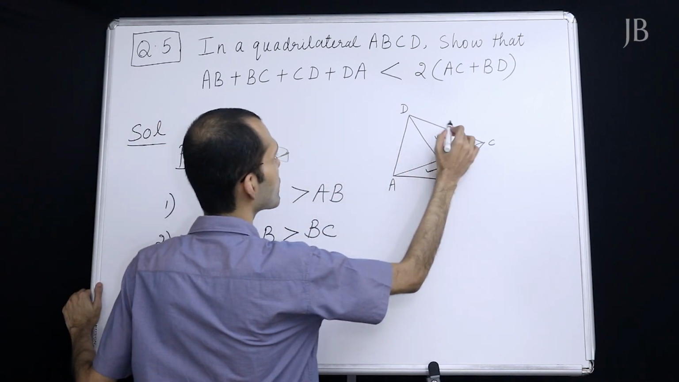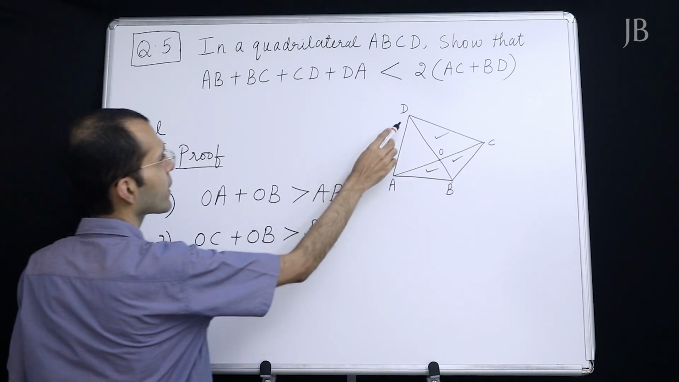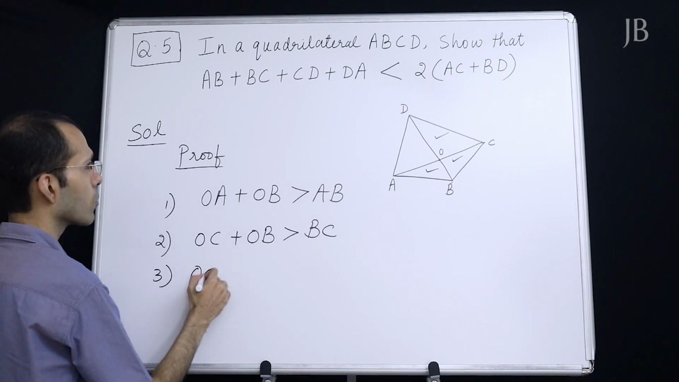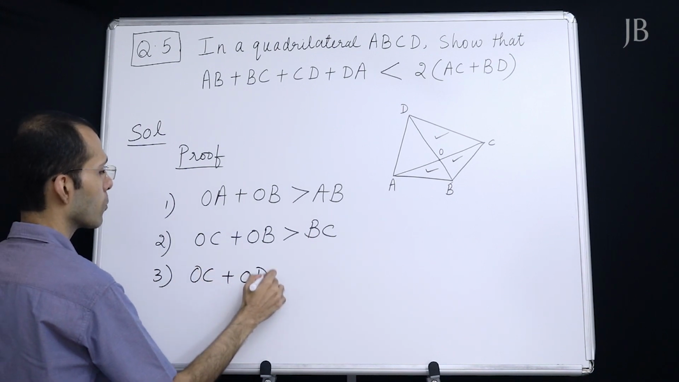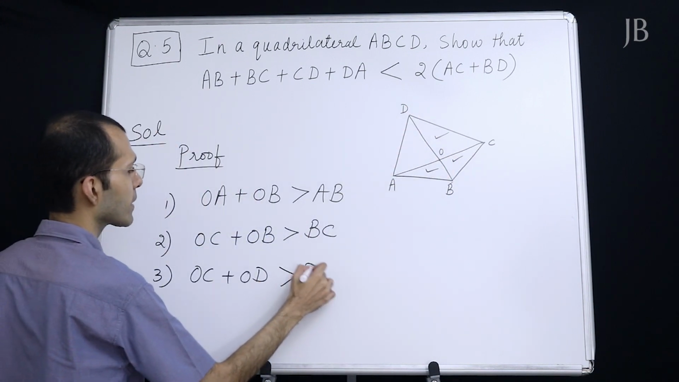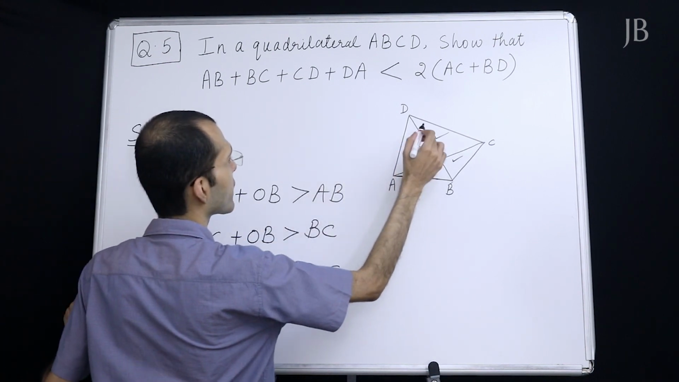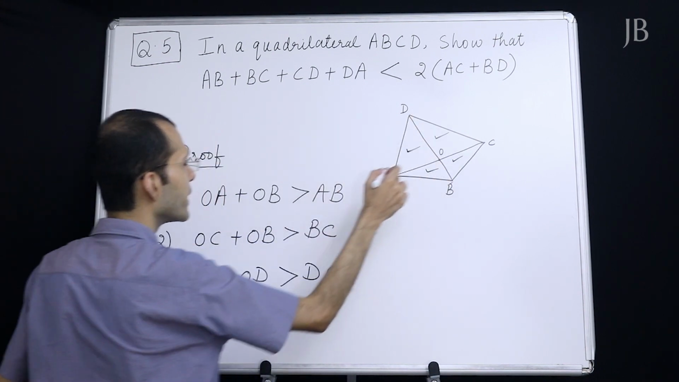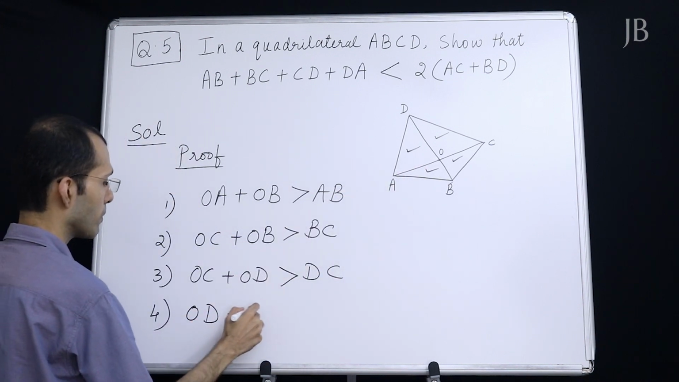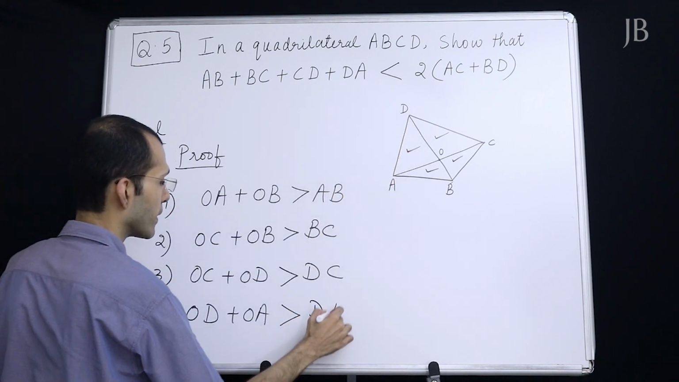Now we consider this triangle. OC, we take triangle DOC. So it will be OC plus OD. OC plus OD will be greater than DC. Now take this triangle. It will be OD plus OA. OD plus OA is greater than DA.